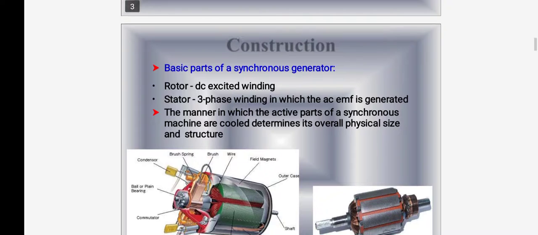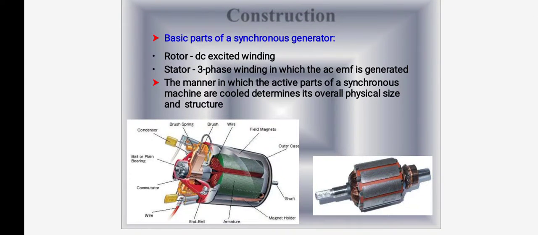Now, the construction of the synchronous machine. The basic parts of a synchronous generator: the rotor, which consists of a DC excited winding, and the stator, a three-phase winding in which the AC EMF is generated. The manner in which the active parts of the synchronous machine are cooled determines its overall physical size and structure.